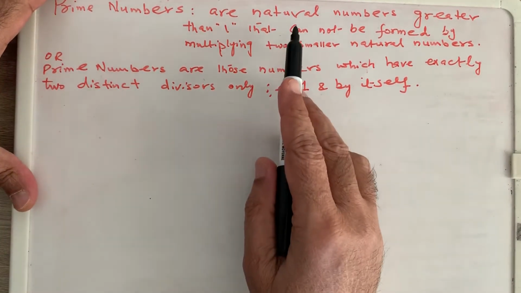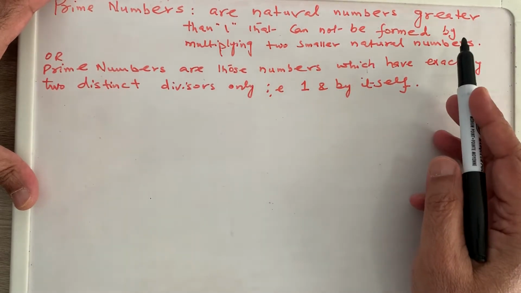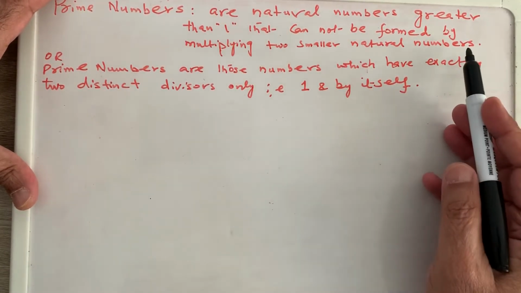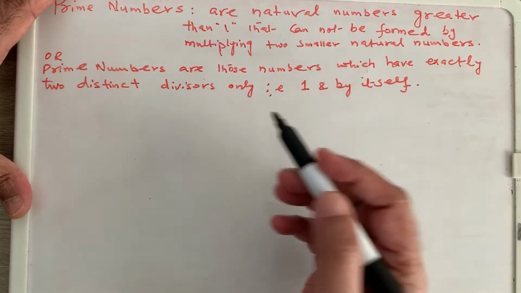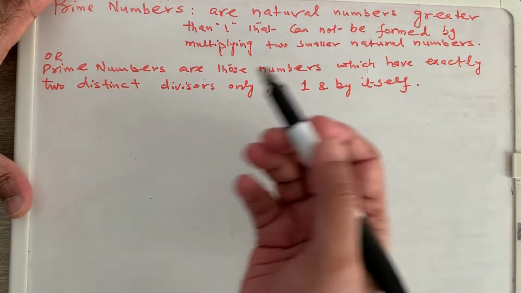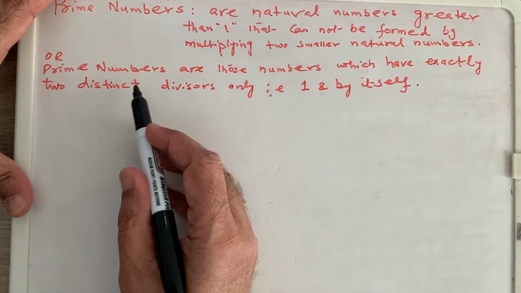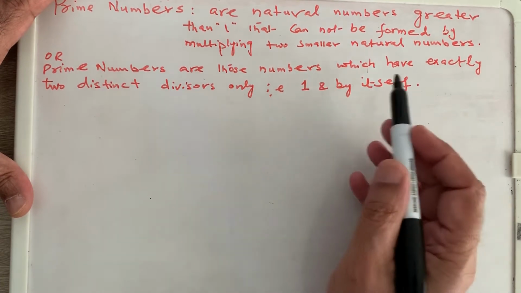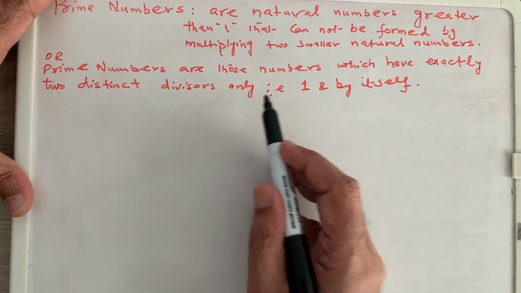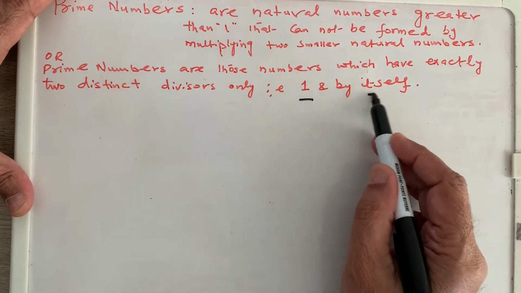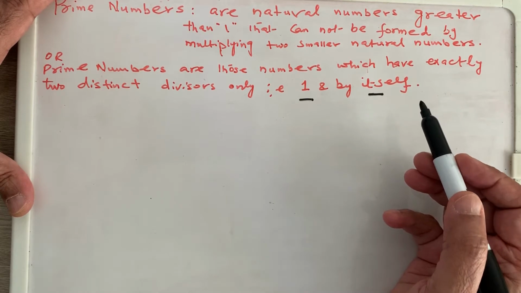They are natural numbers greater than 1 that cannot be formed by multiplying two smaller natural numbers. That means that cannot be formed. Before an example, we can read another definition. Prime numbers are those numbers which have exactly two distinct divisors, that is 1 and by itself. So they can only be divided by 1 or by itself.